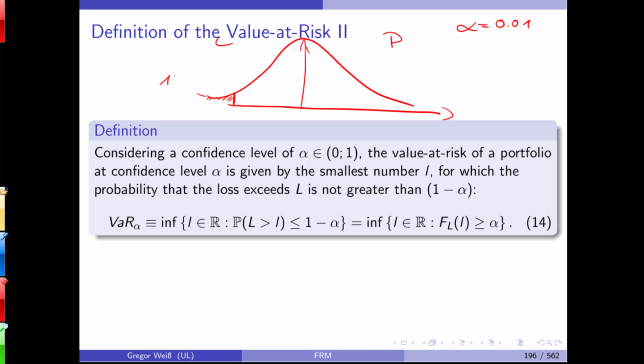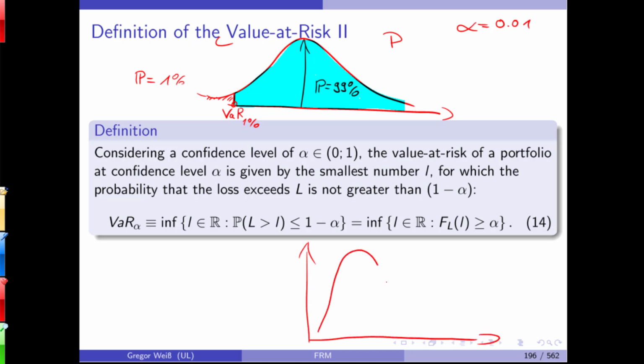You have 1% probability here, 99% probability here. I practiced in the lecture before today. Nice. And this point on the x-axis, that's your 1% VaR. You can see that for a loss distribution, it looks like this.